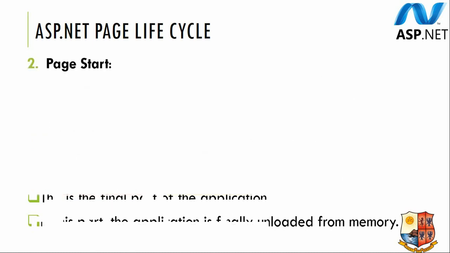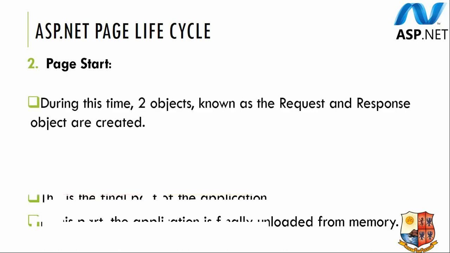Second step, page start. Please consider each and every page in your ASP.NET application as a class. That's what I want you to understand. If it is a class, whatever you are interacting with here will not be a class, it will be an object, which means whatever we see in Visual Studio is a class. So consider pages as a class. During this time, 2 objects known as the request and response objects are created when the page starts. Every page has those 2 objects.